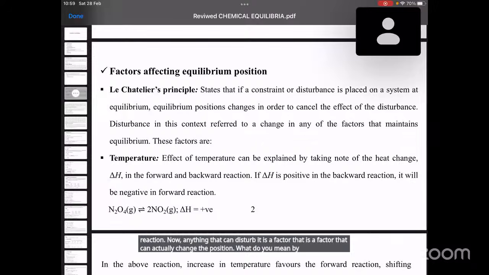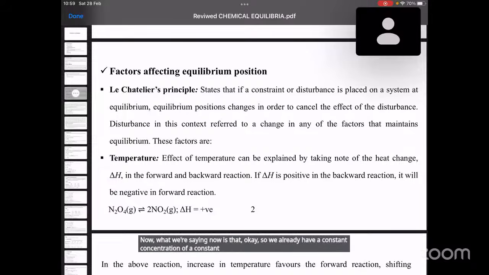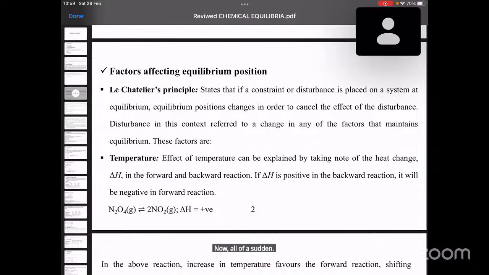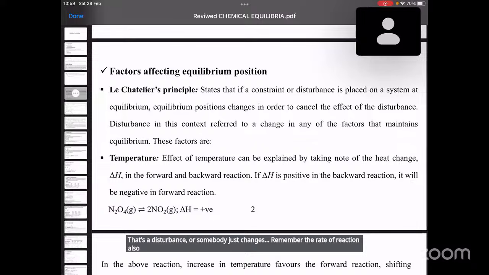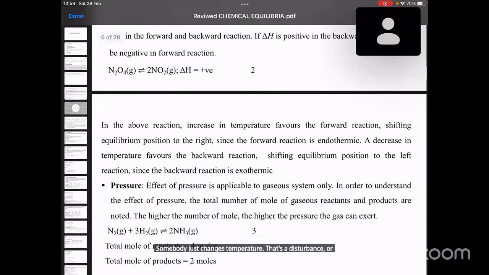What do we mean by disturbance? Whatever you do that tilts it in one direction or the other, remember, it's balanced, that's a disturbance. We already have a constant concentration of reactant and a constant concentration of product. Now, all of a sudden, somebody introduces more of the reactant into the system. That's a disturbance. Or somebody changes the temperature, remember, the rate of reaction also depends on temperature. That's a disturbance. Or somebody changes pressure. That's a disturbance.